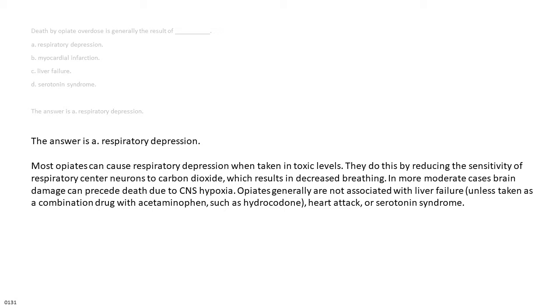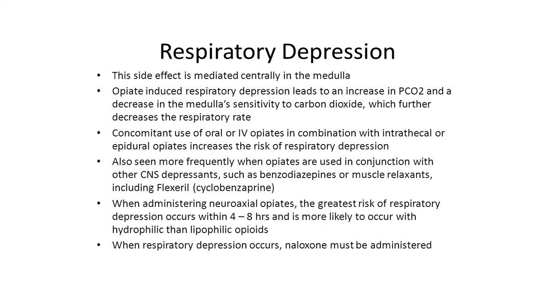Most opiates can cause respiratory depression when taken in toxic levels. They do this by reducing the sensitivity of respiratory center neurons to carbon dioxide, which results in decreased breathing. In more moderate cases, brain damage can precede death due to CNS hypoxia. Opiates generally are not associated with liver failure, unless taken as a combination drug with acetaminophen, such as hydrocodone, heart attack, or serotonin syndrome.